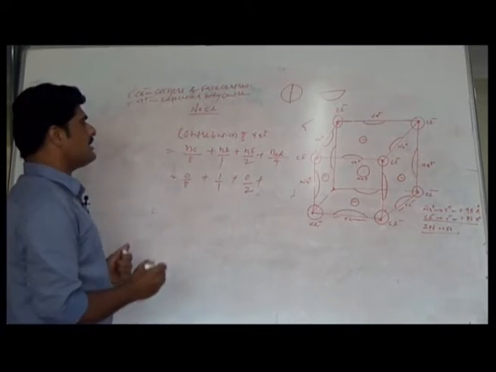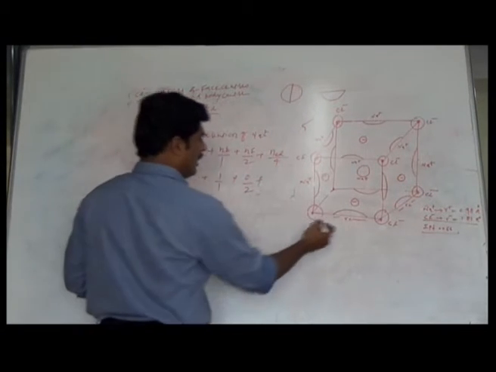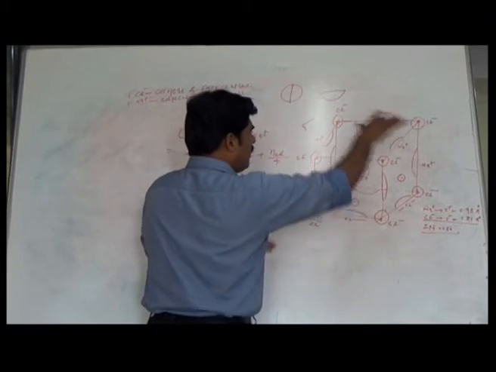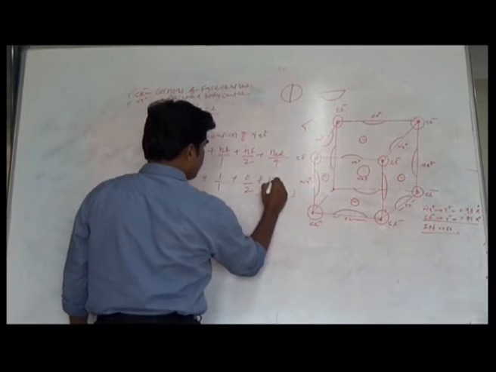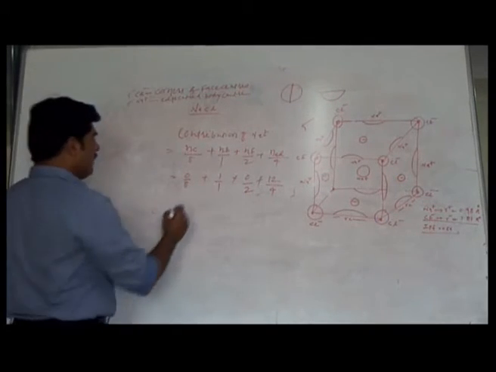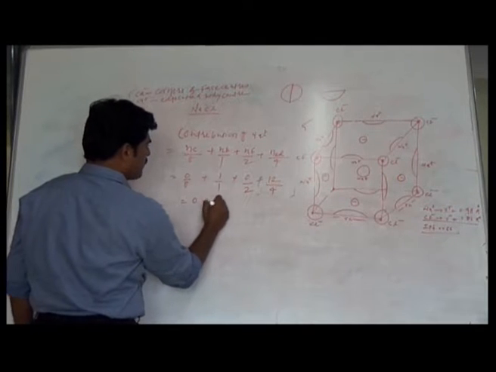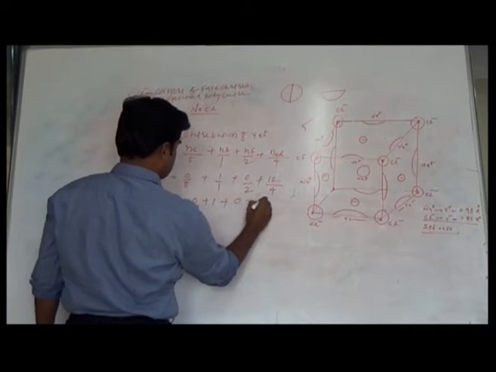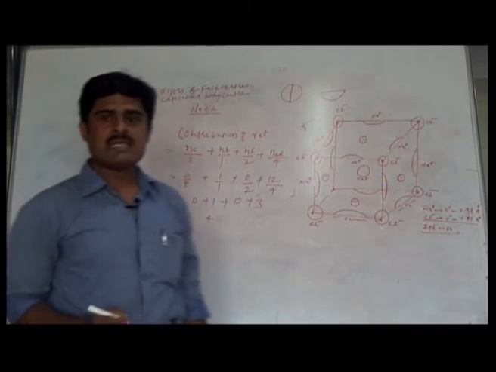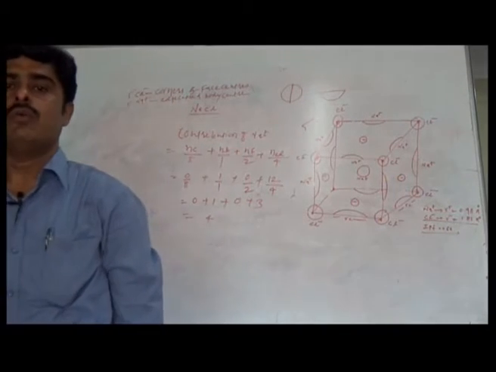And edge centers do belong to Na plus, and these are 12 in number: 4 in the bottom, 4 vertical, 4 at the top. So 4 plus 4 plus 4 is 12, so it is 12 by 4. So it will be 0 plus 1 plus 0 plus 3, so it will be 4. So the contribution of Na plus in that sense becomes equal to 4.